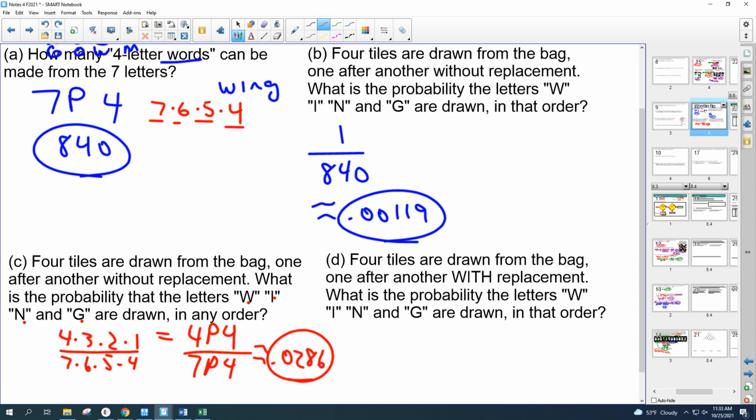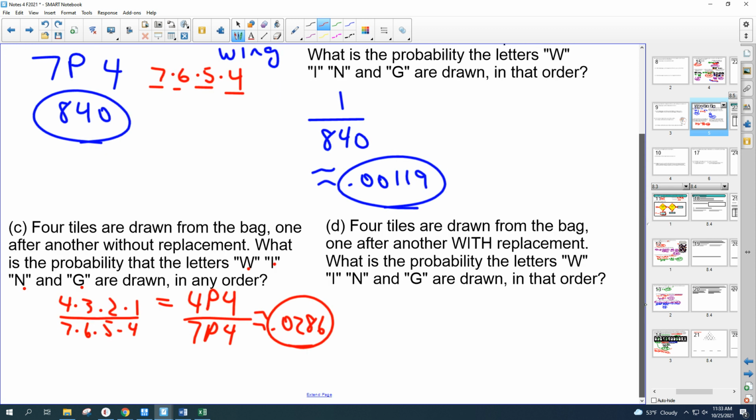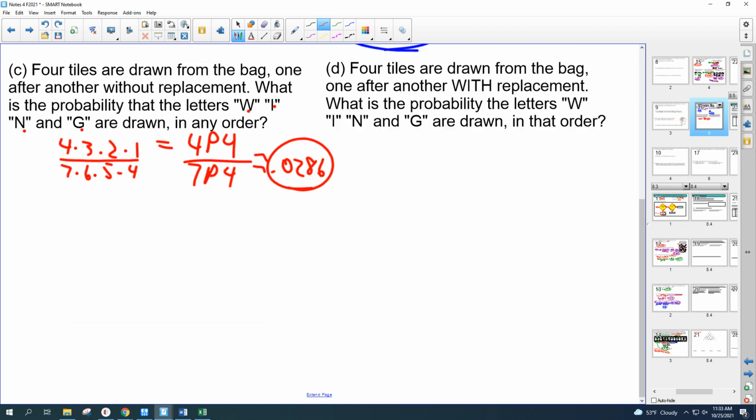Part D, 4 tiles are drawn from the bag, one after another with replacement. What's the probability the letters W, I, and G are drawn in that order? So this is a little bit different because now they're saying with replacement. So you pull out a letter and you put it back. You pull out a letter and you put it back, right?